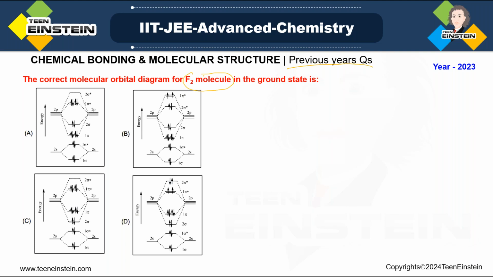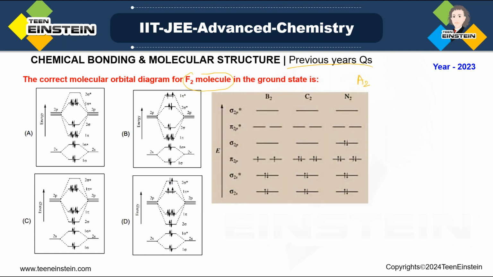Now, fluorine is a homonuclear diatomic molecule. That means there will be two atoms and both of them will be the same atom. That is why it is homonuclear and diatomic. Just like this, in general, if I say it is A2, it may be C2, it may be B2, it may be O2, like this. Now for diatomic homonuclear molecules, one very important thing that we have to understand is 2s-2p mixing.